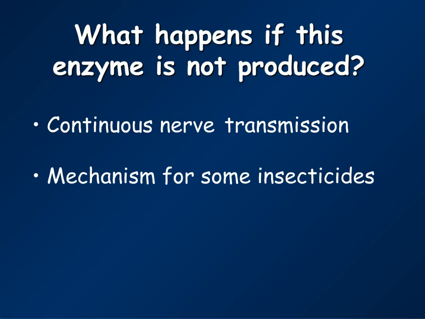And so, knowing this, it's been used as a mechanism for some insecticides because if this nerve transmission is not stopped, it can turn out to be fatal for the insect.